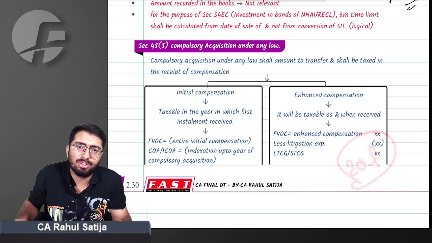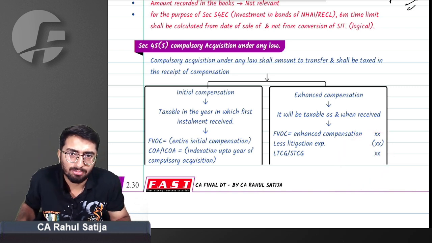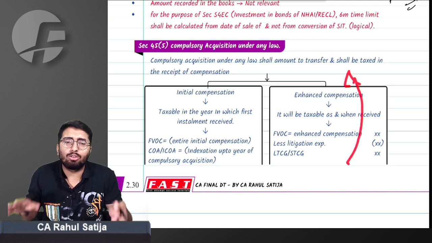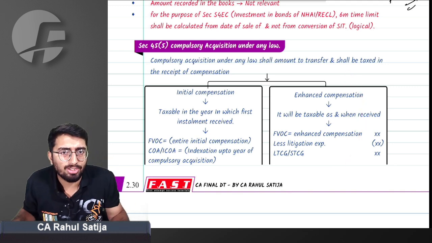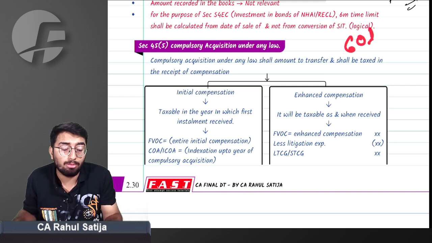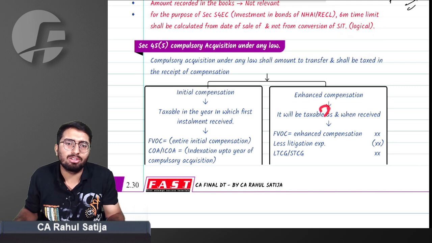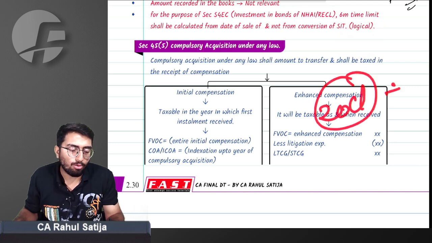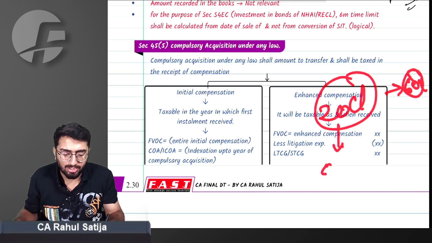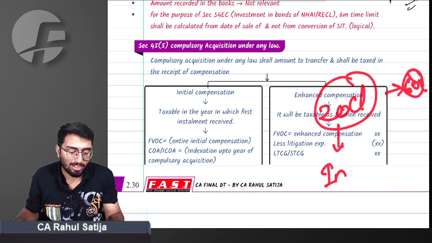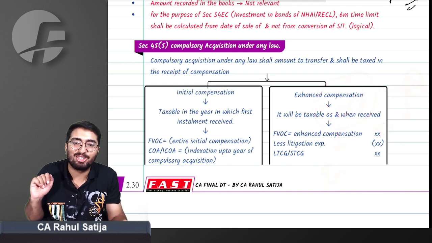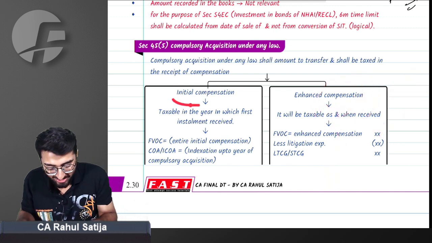I was not satisfied with this compensation. I went to court. I told the court, I want more compensation. Later on, the court awarded me compensation of 60 lakh more. Earlier, I was awarded 20 lakh. Now I am awarded 60 lakh more by the court. The initial compensation is called initial compensation, and this later enhanced compensation is called enhanced compensation. Okay, did you get this point?